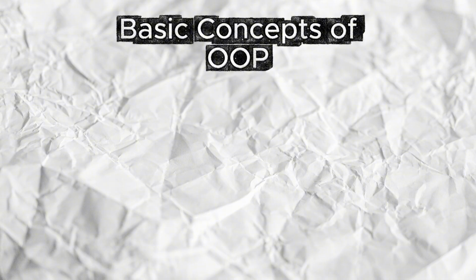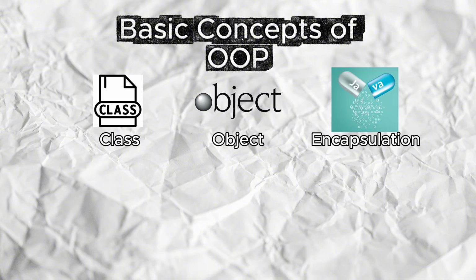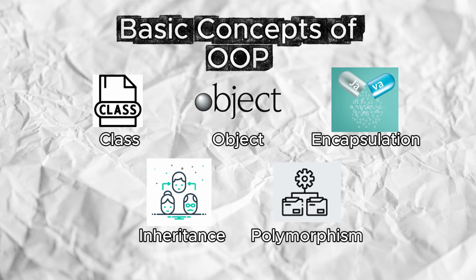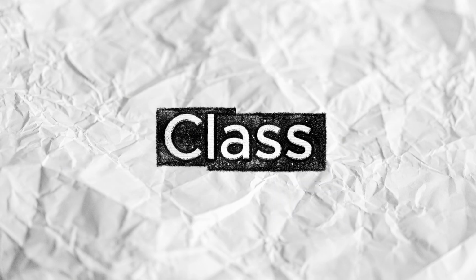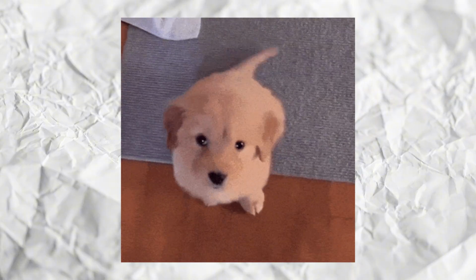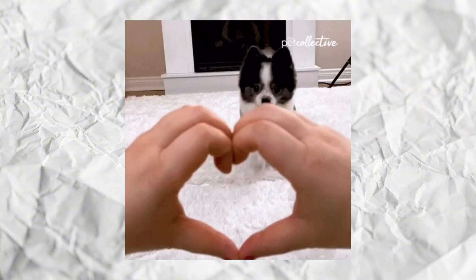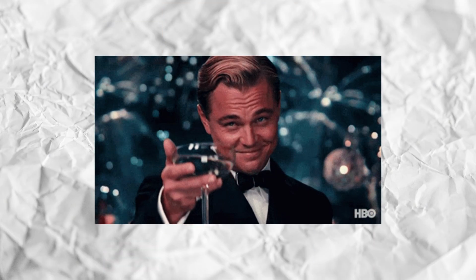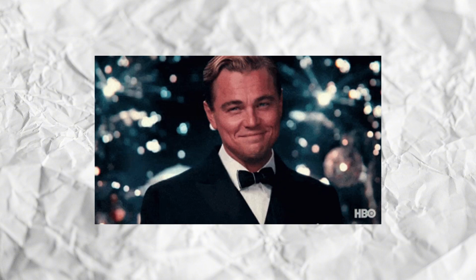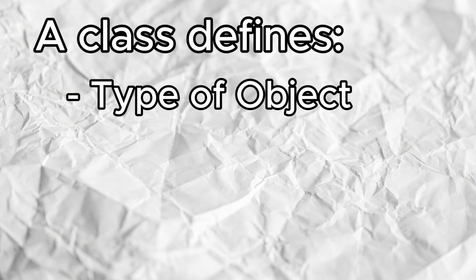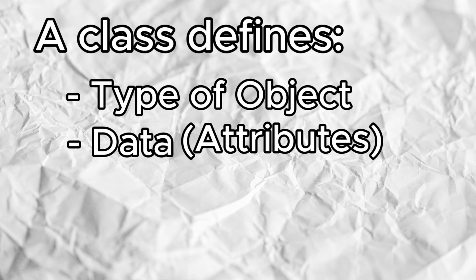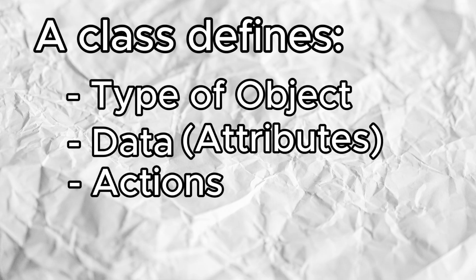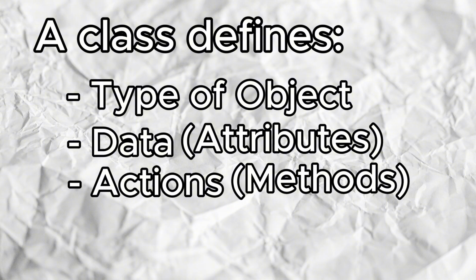The main concepts are classes, objects, encapsulation, inheritance, and polymorphism. Imagine you want to describe your puppy, its characteristics, what makes it cute, how it barks, what it likes to do in its leisure. Congrats! You just described what a class does in OOP. A class is a template that defines a type of object, the data it holds, or attributes, and the actions it can perform, or methods.